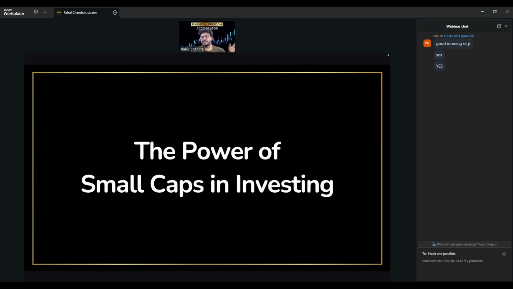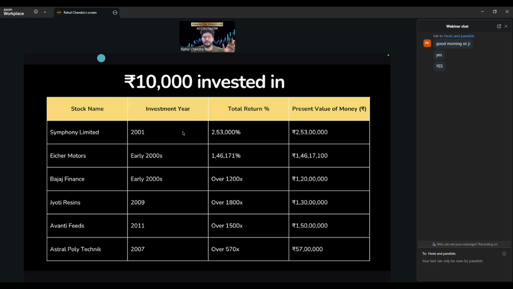Okay. Let us see a few examples. Correct. For example, I'm giving you a few small caps which have turned into mid caps and large caps over the course of time. Only 10,000 rupees invested in any of these stocks, right? For example, in Symphony, would have given you a 2,530x return, right? That's 2,530 times.